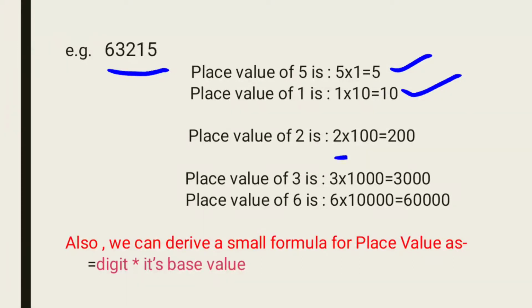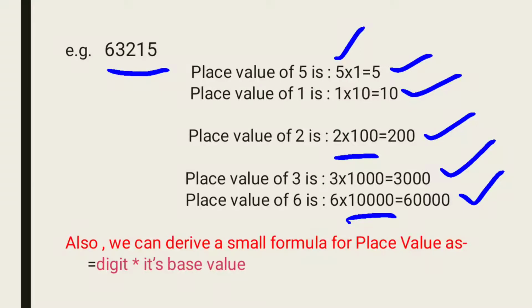For 2 at hundreds place, we will multiply by 100, and the place value of 2 will be 200. Next is 3. We will multiply by its base, 3 into 1000, so the place value of 3 will be 3000. For 6, we will multiply by 10,000, so 60,000. Now you can see a pattern. The pattern is we are multiplying first the number and second its base value. So we can derive a formula to find out the place value as the digit itself.